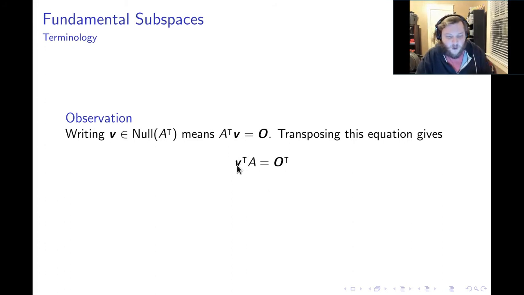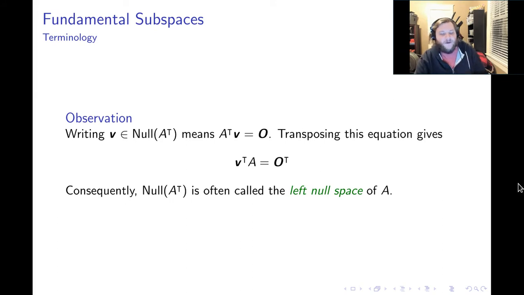So the equation that defines whether or not a vector is in the null space of the transpose of our matrix can be interpreted as the transpose of the vector multiplied by A on the right equals the transpose of the 0 vector. And it's for this reason that the null space of the transpose of a matrix is often referred to as the left null space of A. So if you want to check whether or not a vector is in the null space of A, you multiply on the right and see if you get the 0 vector.